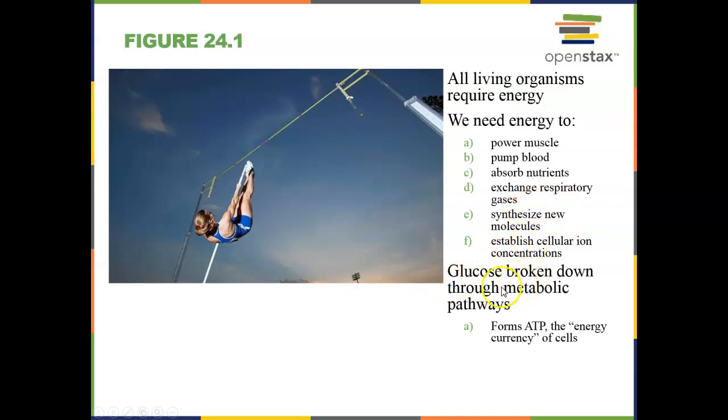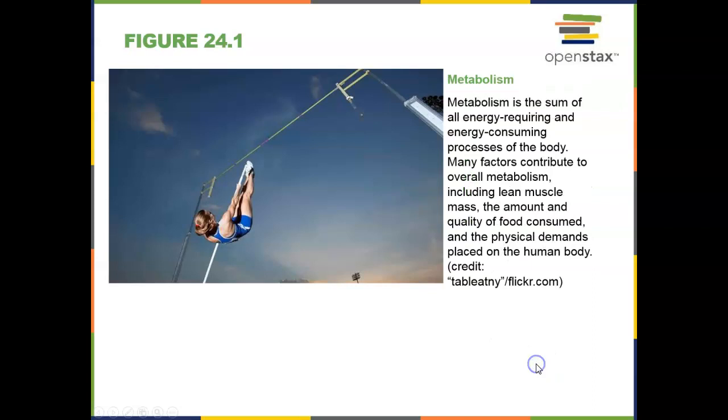And energy is produced through a process of breaking down organic molecules like glucose. And this forms a type of energy that our cells can use, which is ATP. And so this is just the definition of metabolism. Metabolism is the sum of all energy requiring and consuming processes. And so it's basically the chemical reactions in all of our body cells.